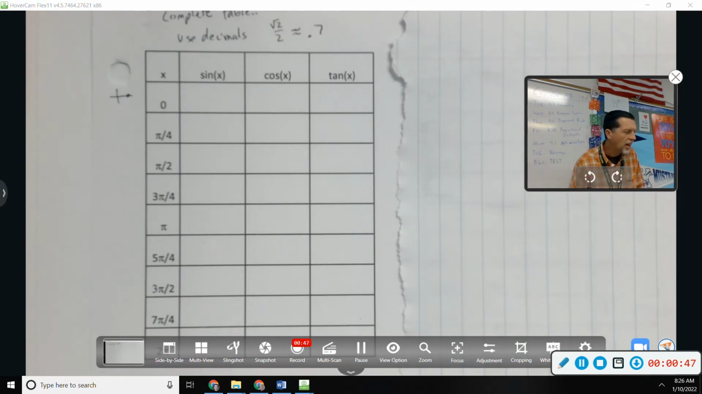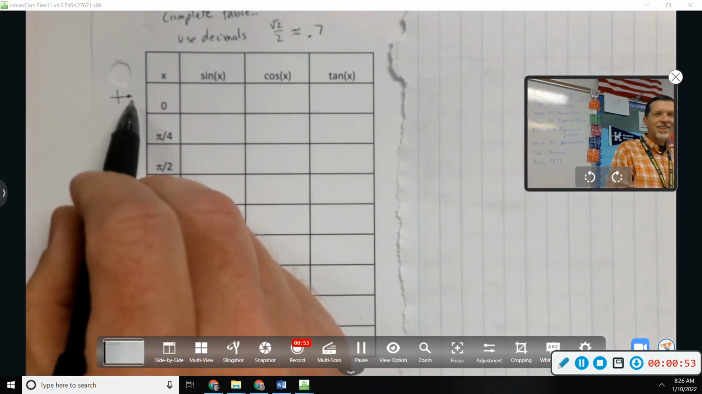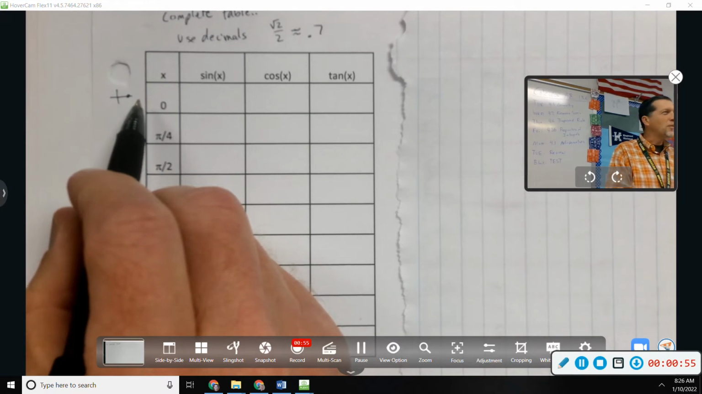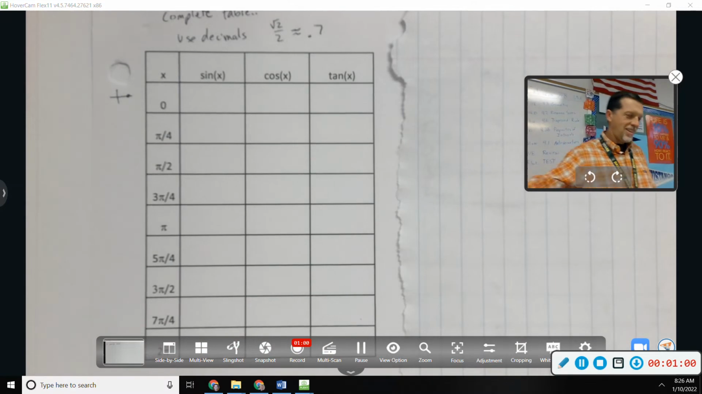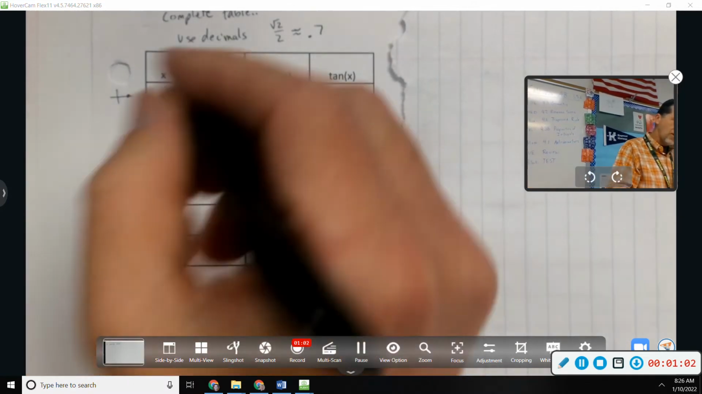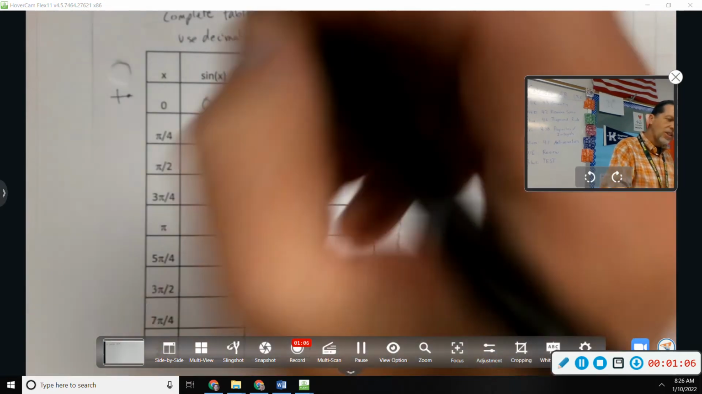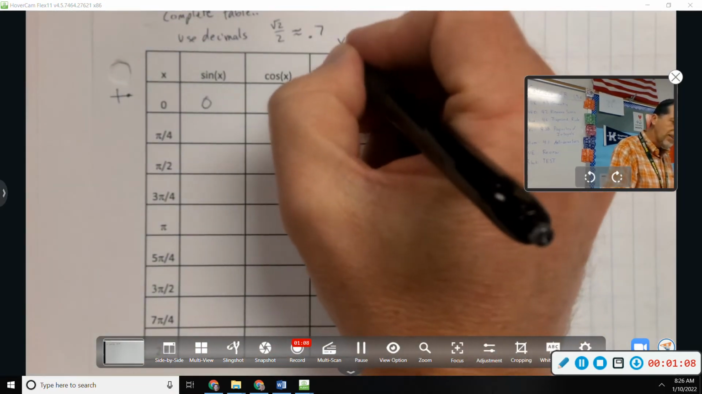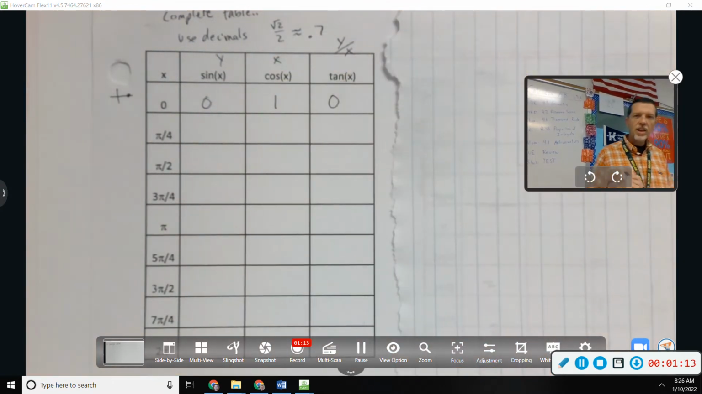So what's the sine of 0? Absolutely. You better not have downloaded that information because you took the test. You're like, I don't need that anymore. The sine of 0 is 0. And what's the cosine of 0? 1. And the tangent, remember the tangent is y over x. So it's 0. Mr. Wolf, is there something underneath 7 pi over 4? There is 2 pi. We go all the way to 2 pi.